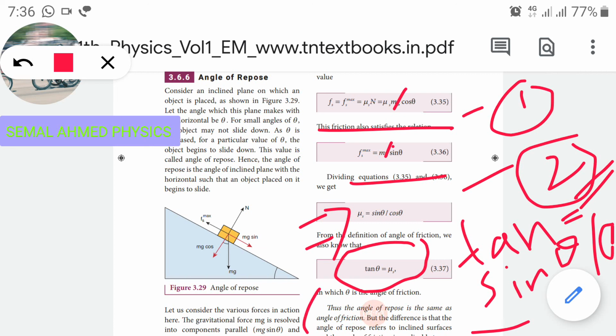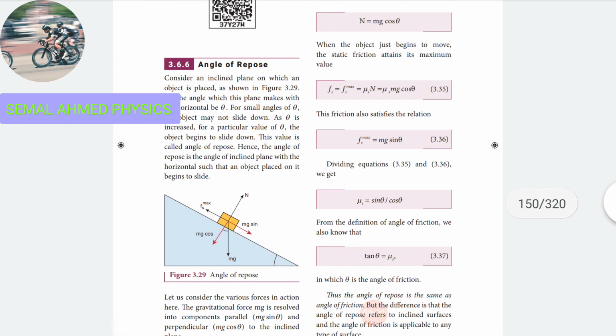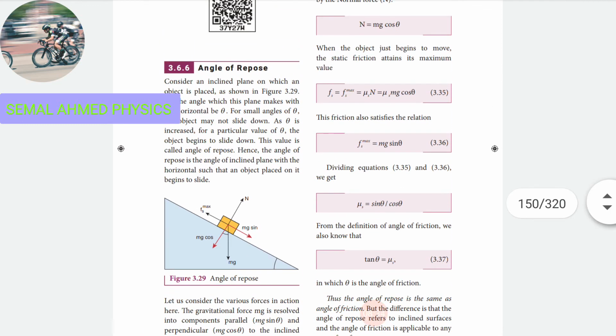You can read this sentence: thus the angle of repose is the same as the angle of friction, but the difference is that the angle of repose refers to an inclined surface. So we have to understand that the angle of repose and the angle of friction are equal by using this diagram. This is very simple: just apply simple trigonometric relations, and understand the static friction and the angle of friction with respect to the angle of repose.